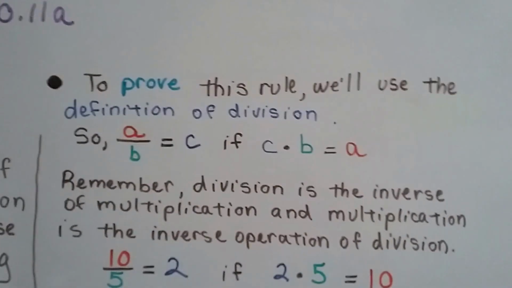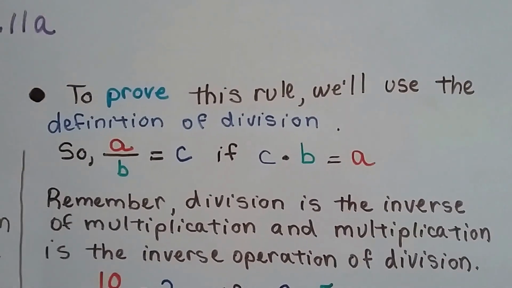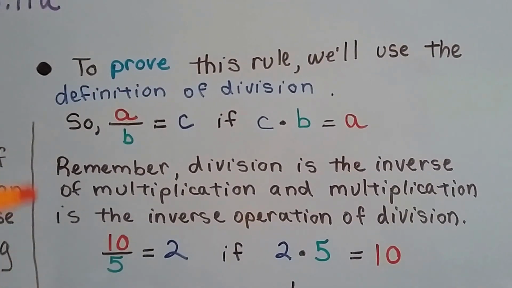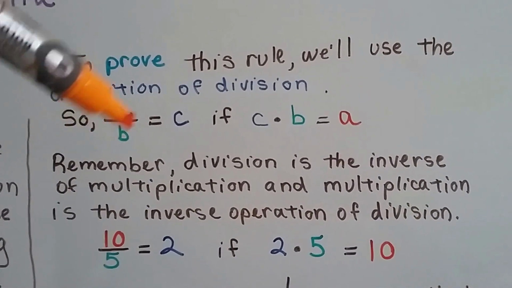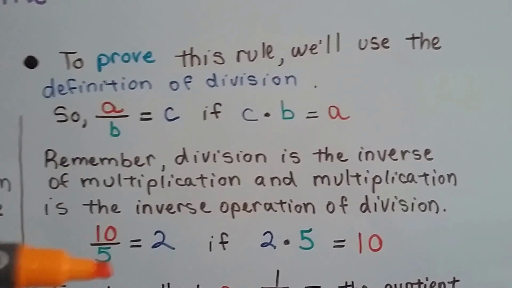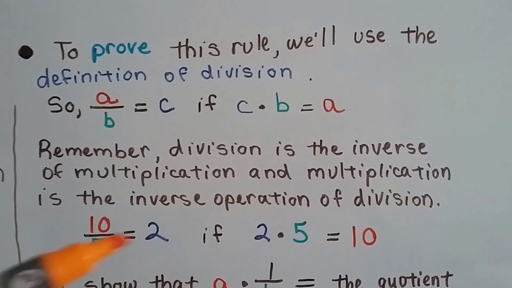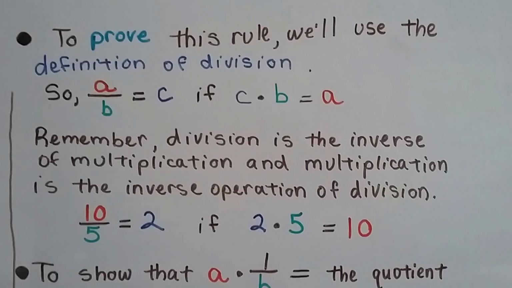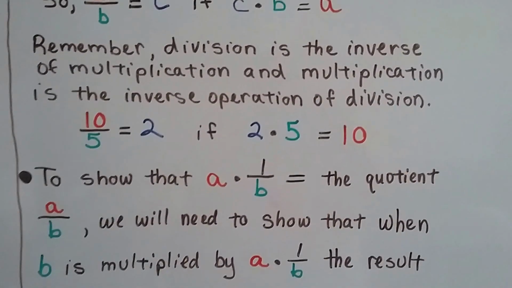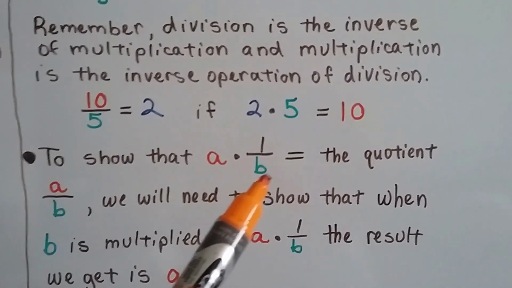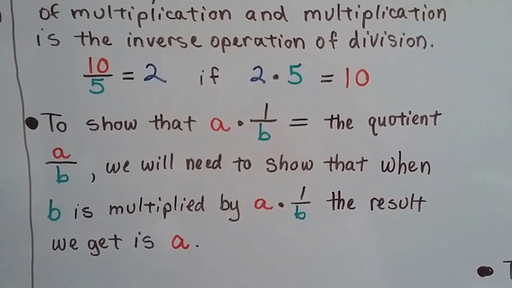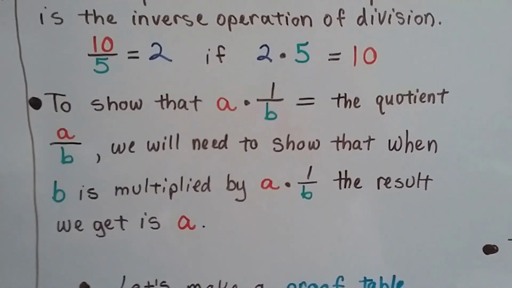To prove this rule, we'll use the definition of division. So a over b equals c, like 10 over 5 equals 2, right? If a over b equals c, then c times b equals a. So it's like 10 over 5 equals 2 if 2 times 5 equals 10. Yeah, that works, doesn't it? So remember, division is the inverse of multiplication, and multiplication is the inverse operation of division, right? So to show that a times 1 over b equals the quotient a over b, we need to show that when b is multiplied by a times 1 over b, the result we're going to get is a.